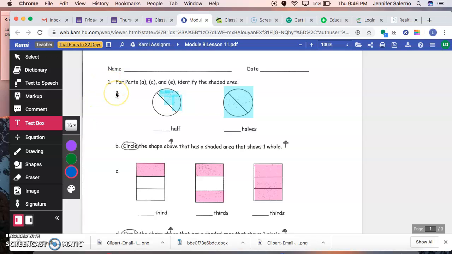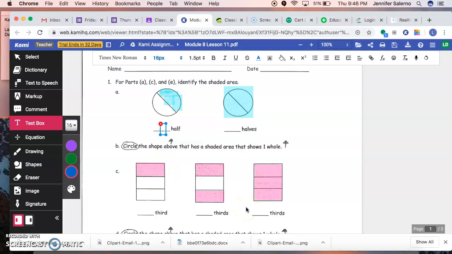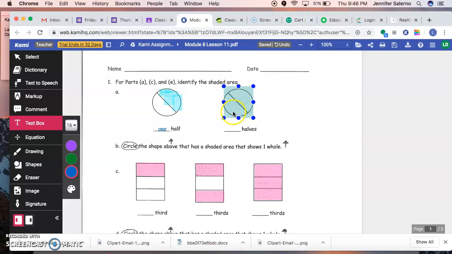So when we look at part A, we could tell that both of these are split already into halves, okay? That means they're split into two. But we are only identifying, like the directions told us, the shaded area. So when I look at this, I see that there's only one here, okay? So all I'm going to have to type here is 1/2 because it's just one, okay? Here, you are going to tell me what it would be here. You're going to fill that in. Type how many parts are colored and shaded in. It is that simple right now, all right?